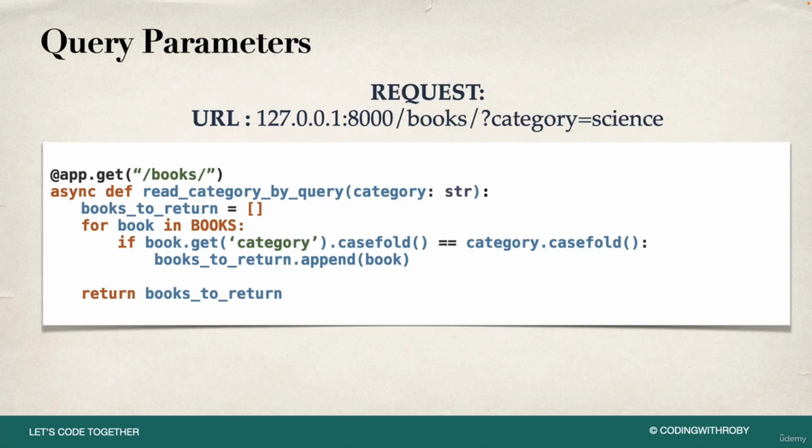And essentially, this is all you have to do. So the category name, which has a value in the URL, needs to match the name of the parameter that we're passing into the function. So you can see in the request, we have category, and in our parameter list, we have category of type string. So then that category of type string will inherit the value of science.